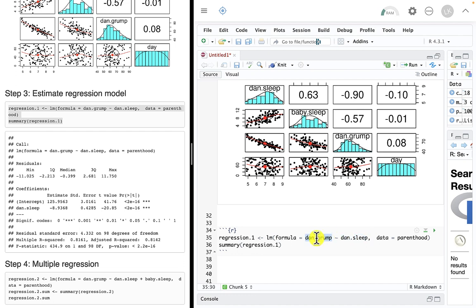Dan.grump is our dependent variable. Dan.sleep is our independent variable. So let's come up here. If we look at Dan.grump versus Dan.sleep, I'm circling it now with my cursor. You can see it's one, two, three down in the first column of these scatter plots. Well, you can see that red line that goes through there.